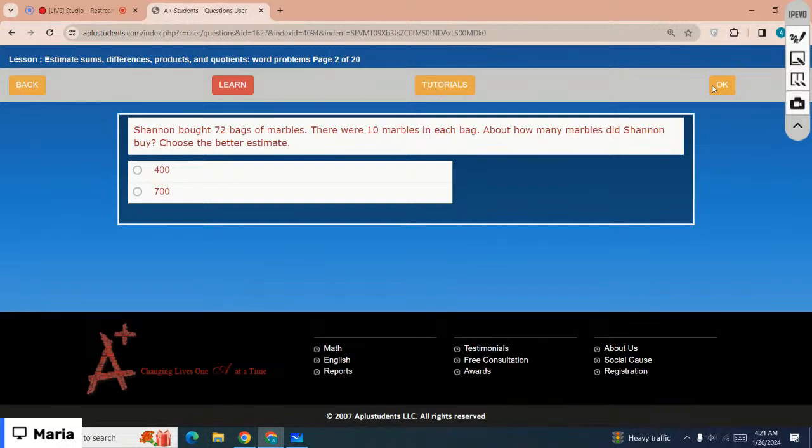So 72, yes, you have to do 72 times 10. You can round off 72 to 70. So 70 times 10 is 700. You have to estimate first and then you have to calculate. Simran, got it? First estimate and then calculate. The correct option is 700.